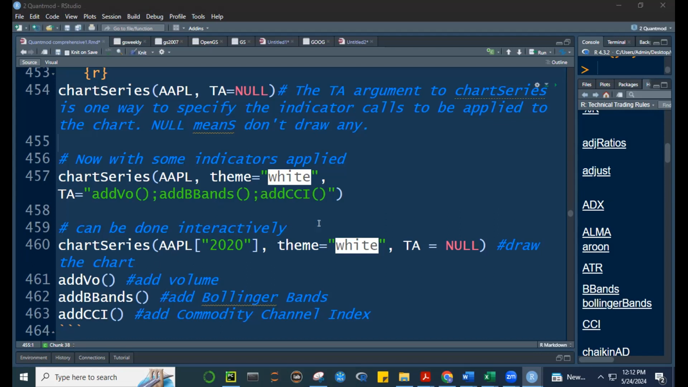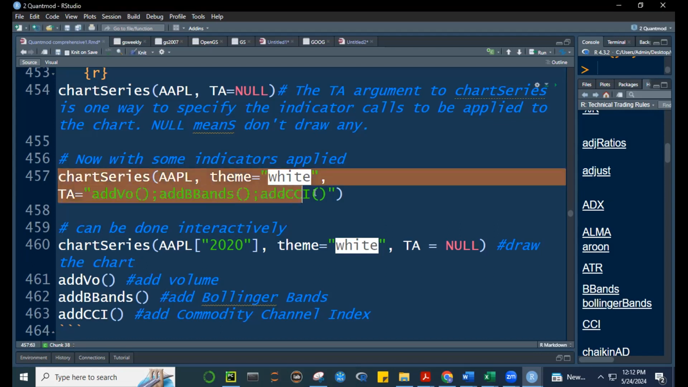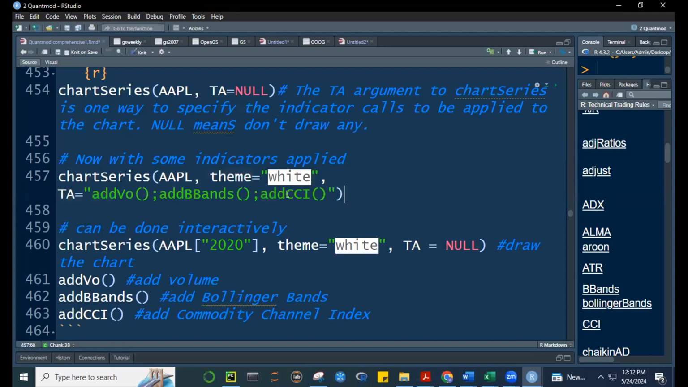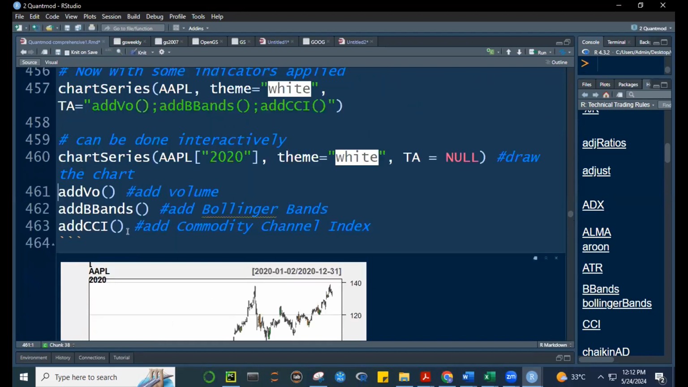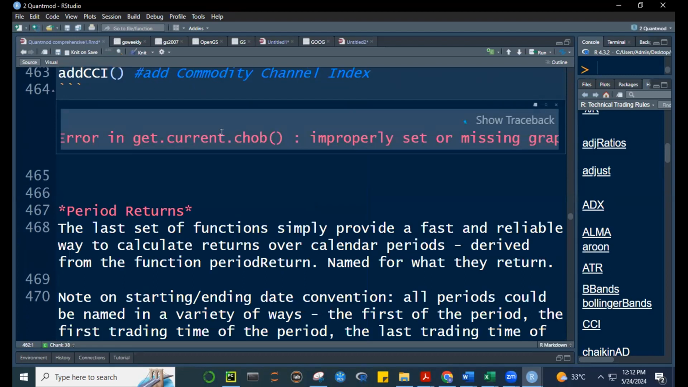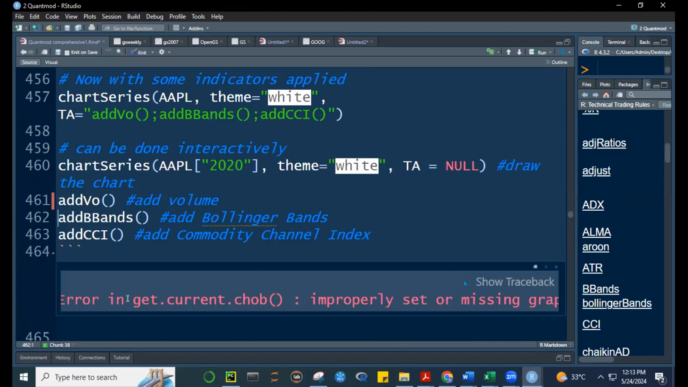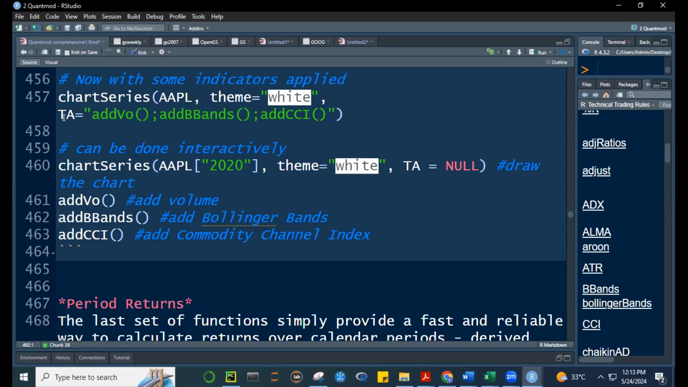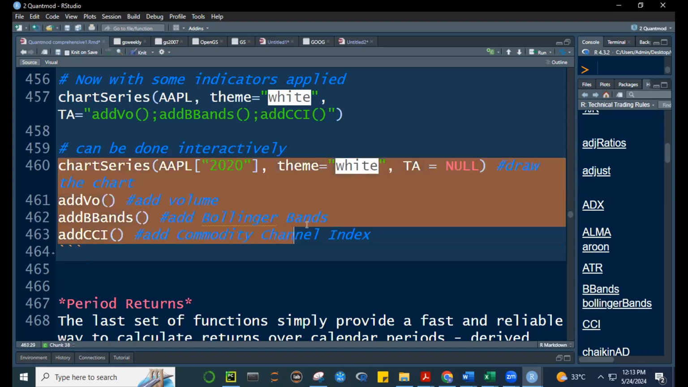Now, what we can do is do it one at a time. Part of chartSeries is the TA argument, and we added volume, Bollinger Bands, and CCI as part of the code. If I start with TA is equal to null and press control enter, this gives us a simple plot without the volume. Then if I put here addVolume, what happened, class? Error in get current chart object, because it doesn't know where to add the volume. So you're separating it from the code chunk itself. addVolume, addBBands, addCCI have to be run together. Control enter. There.